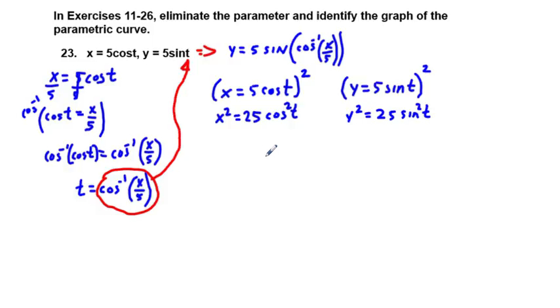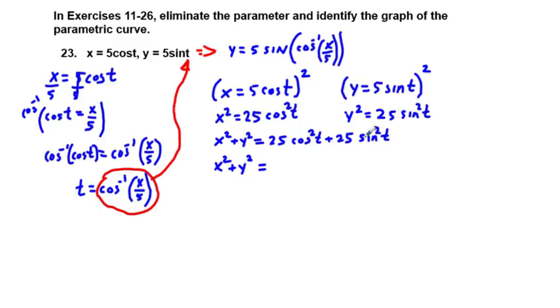And we could combine these two equations. If we just add these two equations together, we're going to have x squared plus y squared is equal to 25 cosine squared t plus 25 sine squared t. And I hope you see this x squared plus y squared on the left. It should remind you of something. Yes, the equation of a circle.